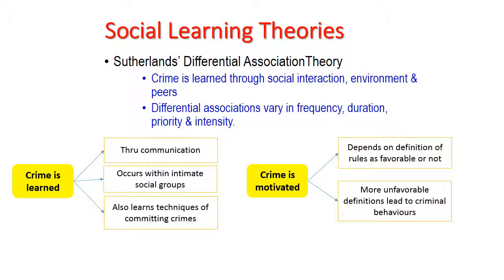He also suggests that the specific direction of the motives and the drives that we learn are dependent on whether we see the legal codes as being favorable or unfavorable. If we think that legal codes are favorable or they are to our benefit, we are less likely to commit crime. On the other hand, if we think that they're not to our benefit or they don't make sense, we are more likely to commit crime. This suggests that a person becomes delinquent because of an excess of definitions that are favorable towards the violation of the law.